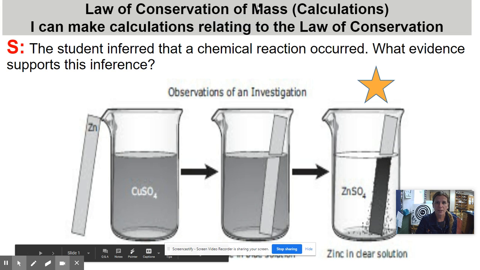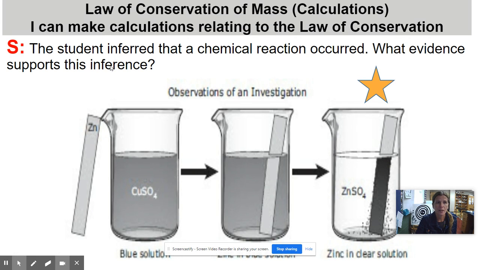Law of conservation of mass, calculations. I can make calculations relating to the law of conservation. Starter. The student inferred that a chemical reaction occurred. What evidence supports this inference?